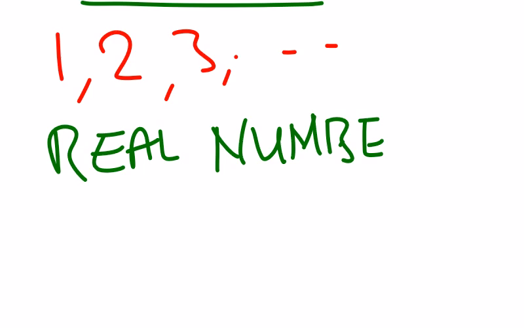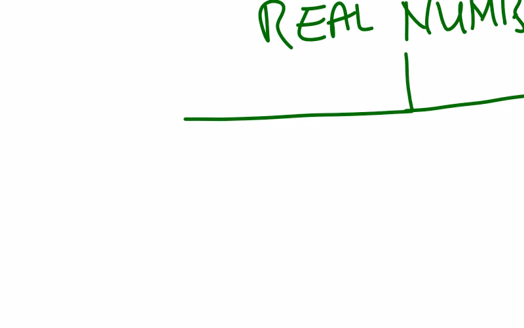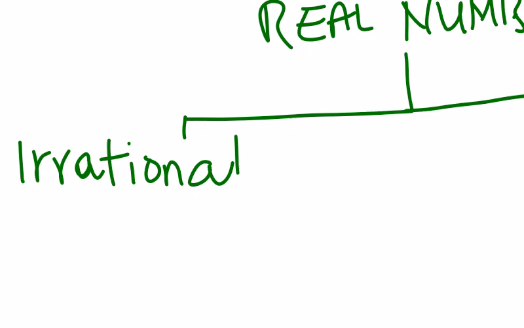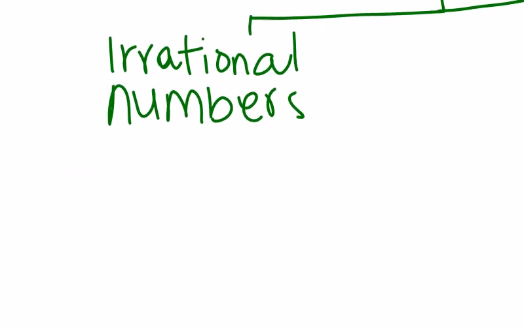So real numbers are divided into two: rational and irrational. Let's start with irrational numbers. Irrational numbers are those numbers that are without endings, that are infinite. An example of an irrational number is, let's say, pi.